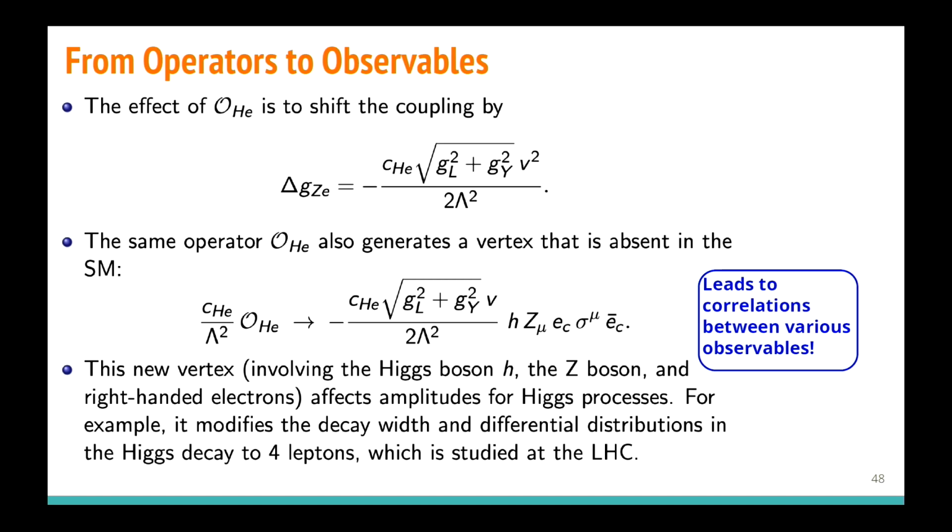So this kind of vertex leads to a modification in the Higgs decay width as well as the distributions of the Higgs to 4 leptons. This is studied at the LHC, and from the LHC studies, such operators can be very strongly constrained. We will have many different measurements, for example the measurement of the Z boson's width from the LEP collider, the Higgs differential distributions from the LHC, and the Higgs width from the LHC. We'll be able to constrain this operator pretty well. However, mind you that here I am just talking about a single operator.